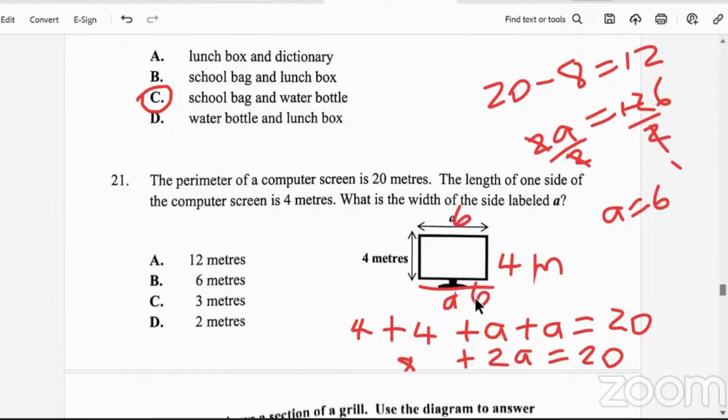So if we add all 4 sides now, it should give us 6 plus 6 is 12. 12 plus 4, that's 16, plus 4 is 20. All right, so the answer, what's the width of the side labeled A? The answer is 6 meters, okay?